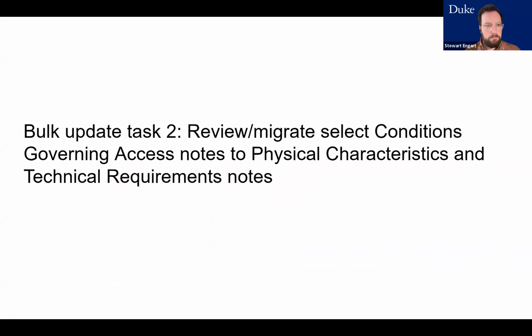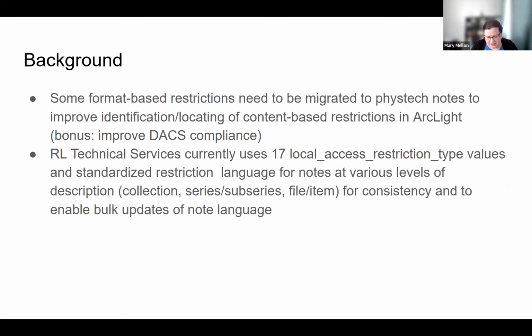So our second bulk update task was to review or migrate select conditions governing access notes to physical characteristics and technical requirements notes. Some format-based restrictions we have need to be migrated to phys-tech notes to improve identification and locating of content-based restrictions in Arclight for our staff and researchers. And as a bonus, this would improve our DAX compliance.